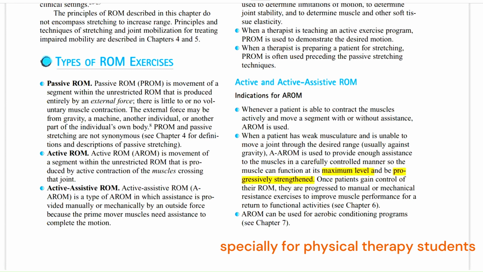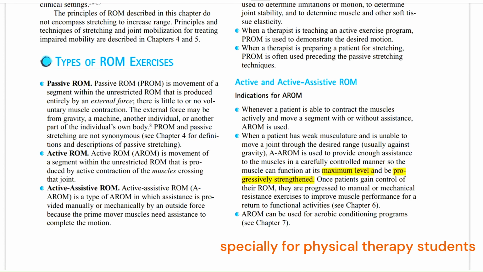Okay. So there are three types as we have discussed: passive range of motion, active range of motion, and active assisted range of motion. Passive range of motion refers to the movement of a body segment within its unrestricted range of motion, produced entirely by an external force with little to no voluntary muscle contraction. That means this passive range of motion is performed by an external force.